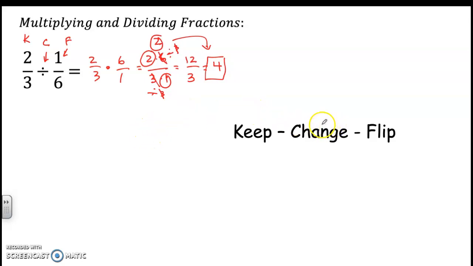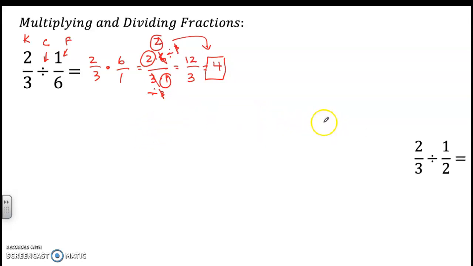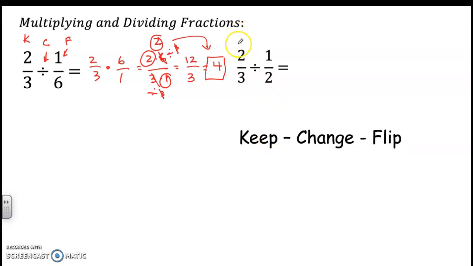Keep, change, flip. Alright, some of you learn this way. Let's do another one. Let's keep it the same way. Keep, change, flip. And in a minute, I will show you a different way. Keep the first fraction the same. You don't change it. You change the sign. Instead of division, you go multiplication, and you flip the second fraction, 2/1.